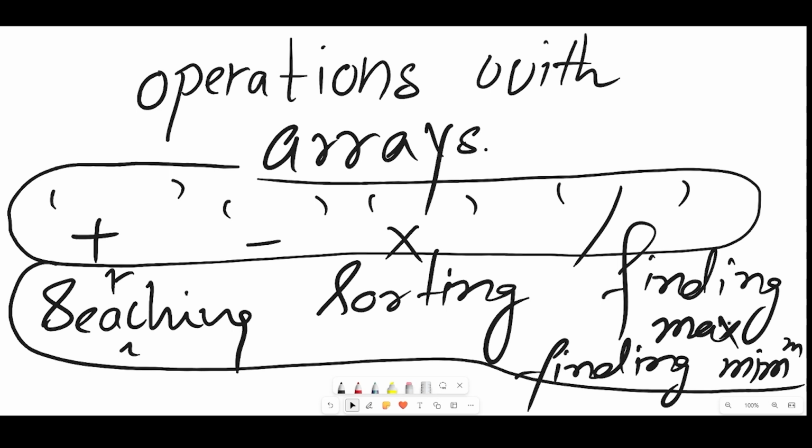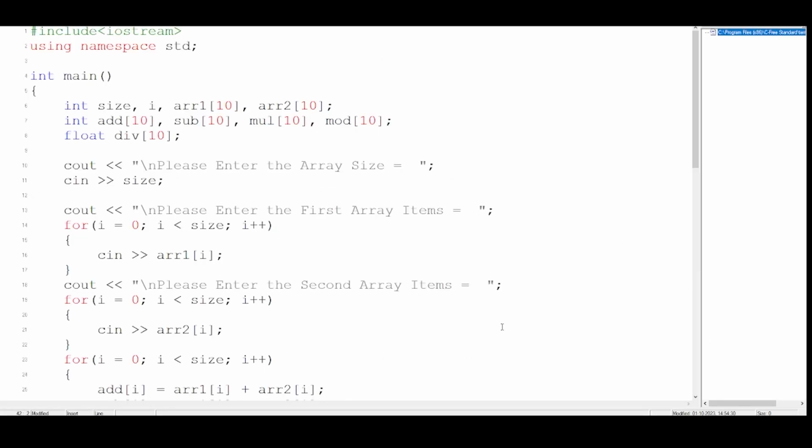So let's see a program to understand addition, subtraction, multiplication, and division using arrays. As you can see here, I have a program where I have declared some variables: size, i, array1, array2. Then I have int data type where I have 3 arrays for addition, subtraction, multiplication, and mod. And one float variable I have taken, which is div. This is also an array which can have a maximum of 10 elements.